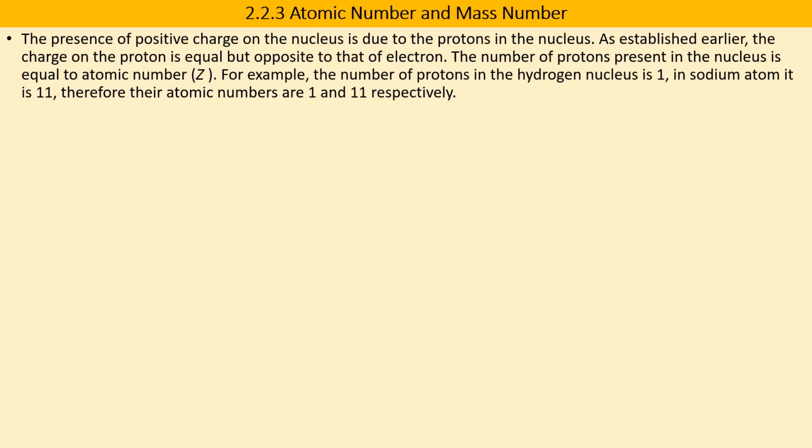Atomic number and mass number. The presence of positive charge on the nucleus is due to protons in the nucleus. As established earlier, the charge on the proton is equal but opposite to that of the electron. The number of protons present in the nucleus is equal to the atomic number. For example, the number of protons in the hydrogen nucleus is 1, and in the sodium atom it is 11. So the number of protons, and therefore their atomic numbers, are 1 and 11 respectively.